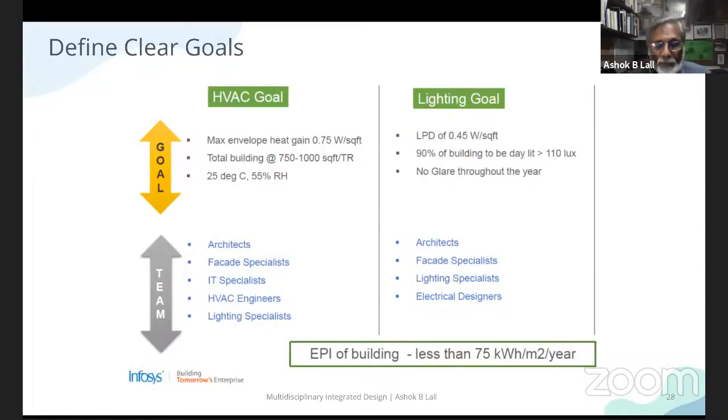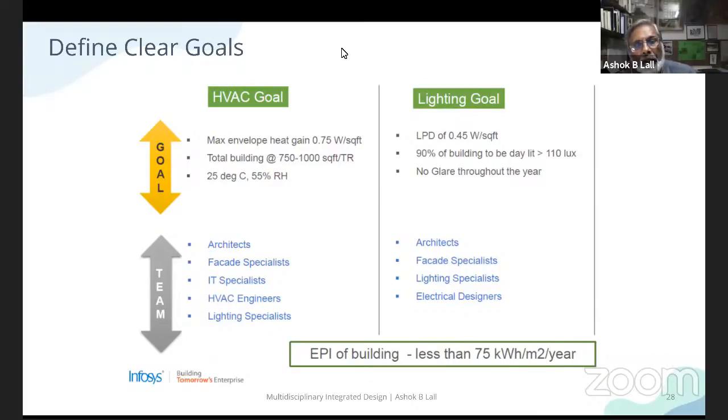And this is when the technical team gets down and the architectural team, everybody gets down and says, okay, now we are going to define very clear goals, quantitative goals, all right? That this is what the envelope is going to be designed for, maximum heat gain of so much. The total building will be designed so that for every ton of air conditioning equipment that we provide, you should be able to service 750 to 1,000 square feet of the building. That's the ambition. And so on and so forth.